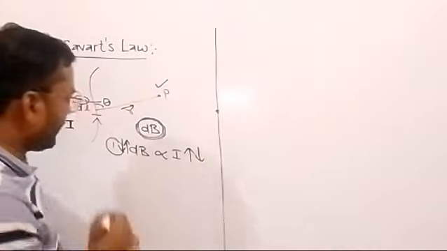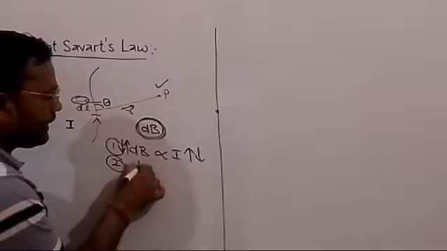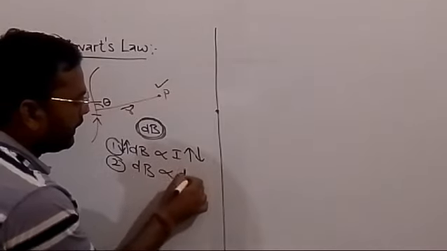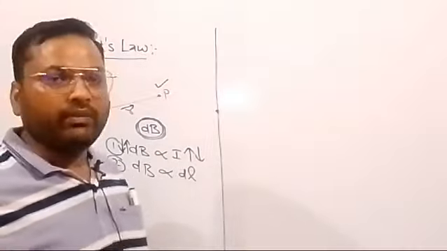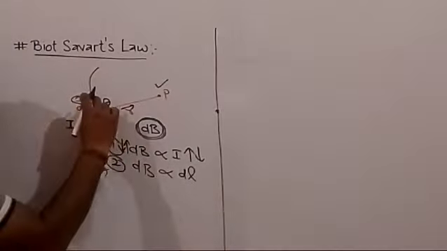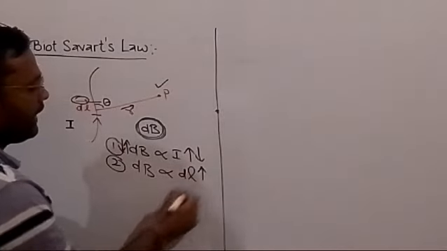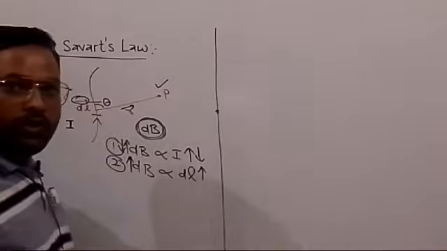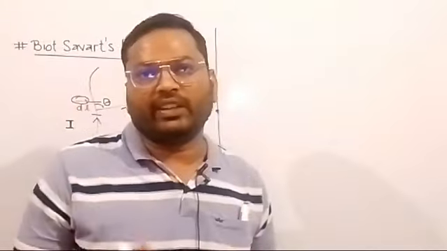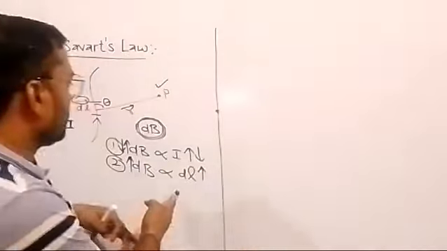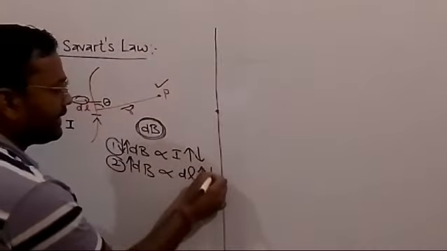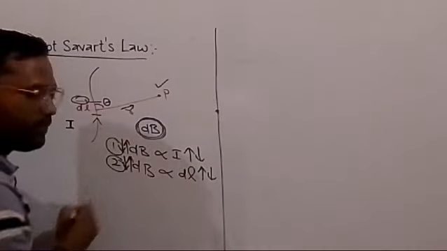Clear guys? And the second factor is that dB is directly proportional to dl. If dl increases, dB, the magnetic field, also increases. If the length of the conductor increases, then the magnetic field also increases. If the length decreases, then the magnetic field also decreases.